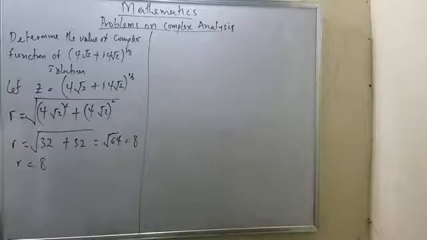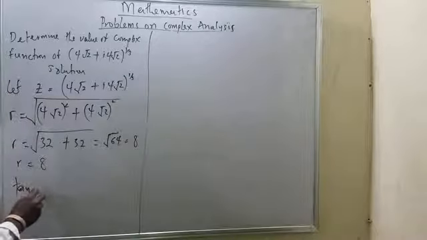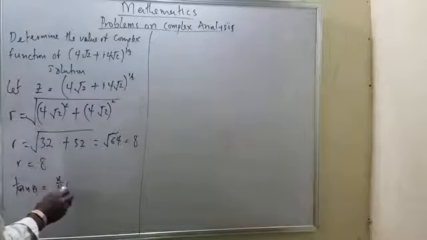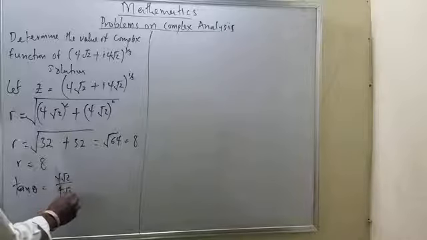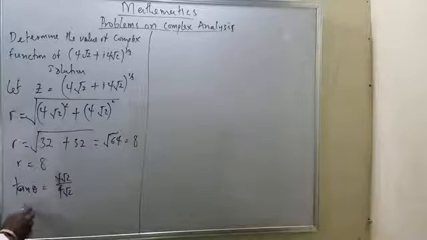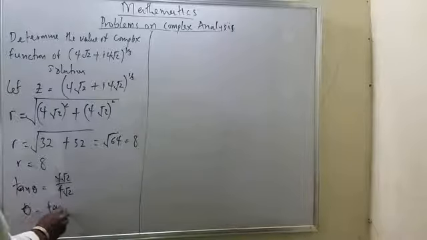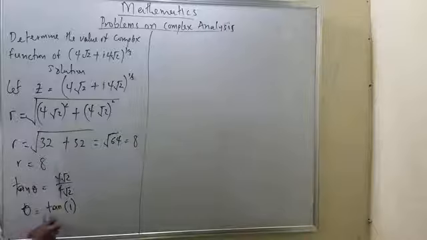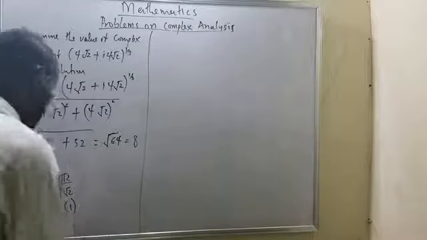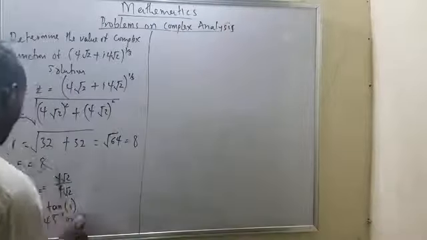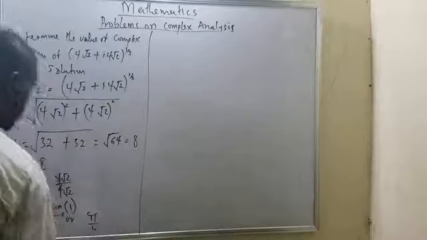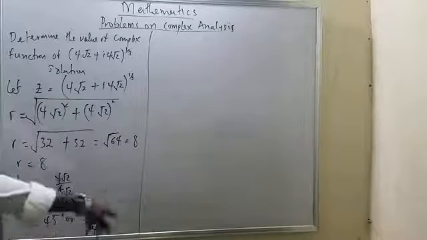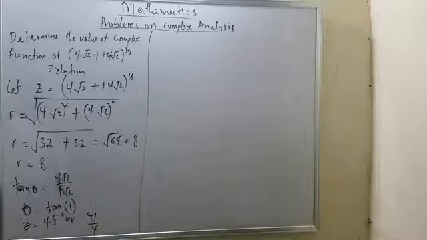Since r equals 8, I can move towards theta. Tan theta equals y over x, and 4 root 2 over 4 root 2 equals 1. So theta equals tan inverse of 1, which is 45. So theta equals 45 degrees, and I can also express it in radians: pi is 180 degrees, and when I divide 180 by 4, I get 45. So this is in degrees and this is in terms of pi.